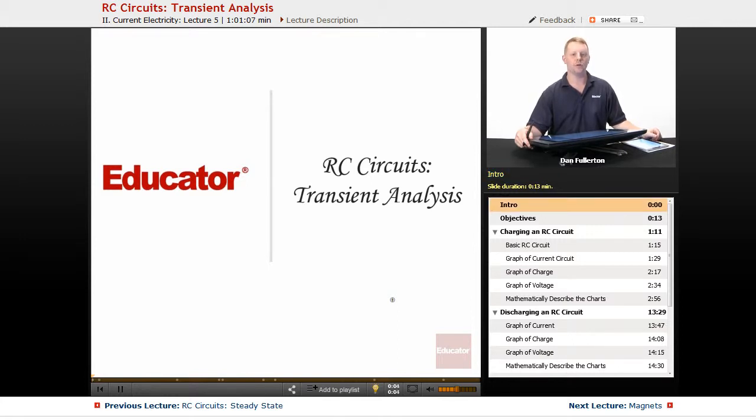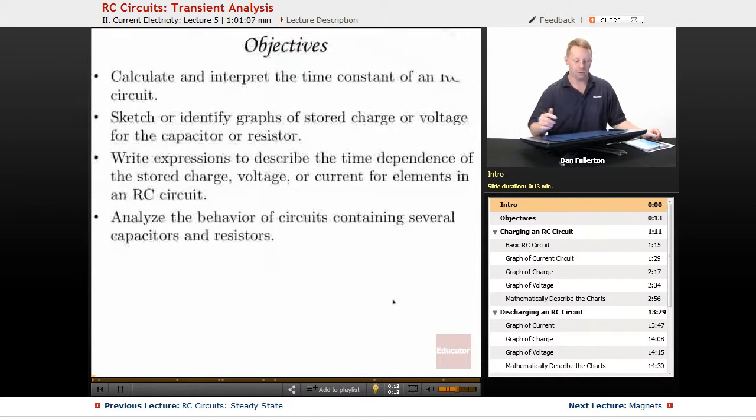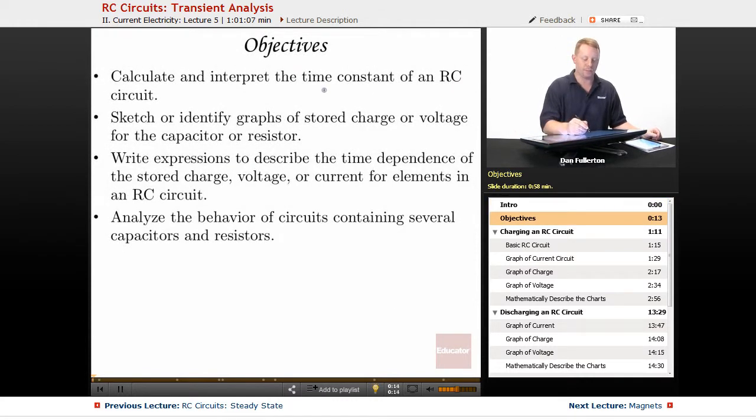In this lesson we're going to talk about RC circuits, but specifically about the transient analysis. What happens as a function of time in these circuits. So our objectives include calculating and interpreting the time constant, tau, of an RC circuit, sketching or identifying graphs of stored charge or voltage for the capacitor or resistor, writing expressions to describe the time dependence of the stored charge, voltage, or current for elements in an RC circuit, and analyzing the behavior of circuits containing several capacitors and resistors.